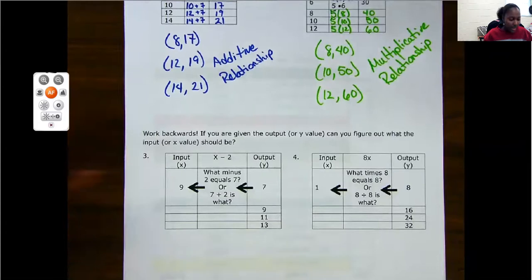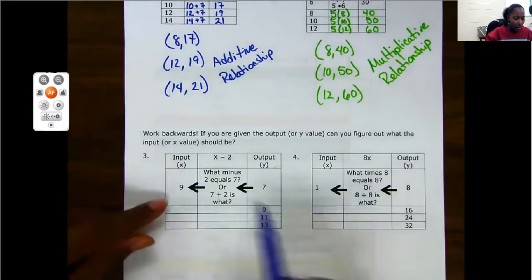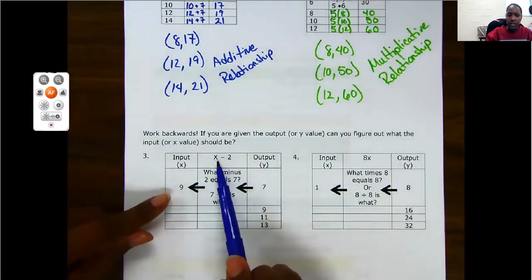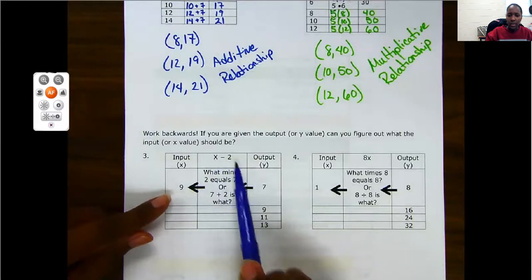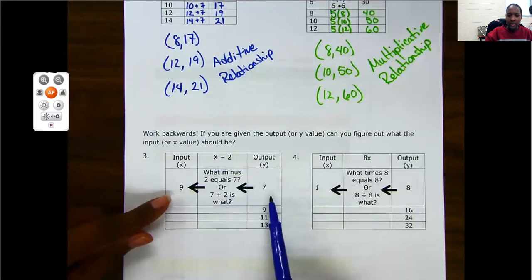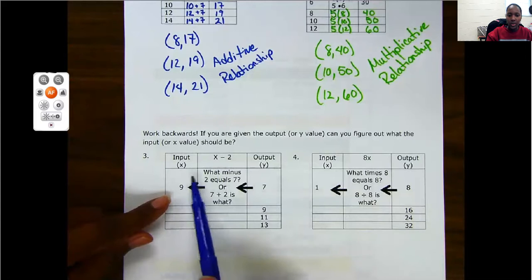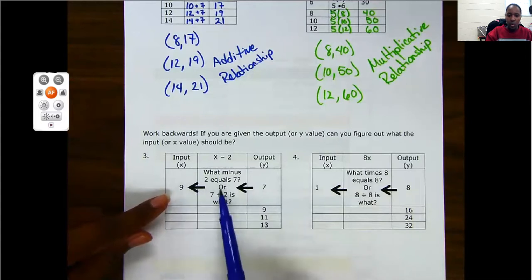All right, now we're going to work backwards. Let's say they give us the y and they want us to find the x. Well, we just do the opposite operation. We work backwards, okay? So let's see what we got here. So originally, our equation says x minus 2, but we already know what the y is. So we need to work backwards to see what we started with. So what minus 2 equals 7? Or we can just say 7 plus 2 is what? Okay, look, the opposite of subtraction is addition.